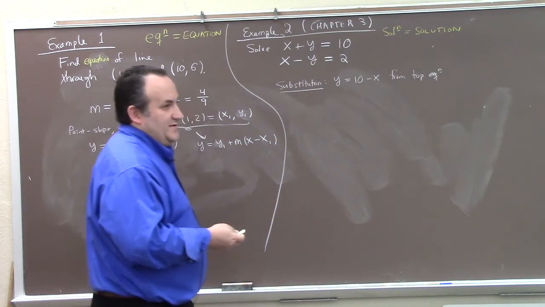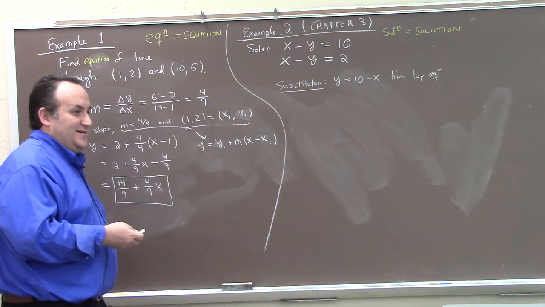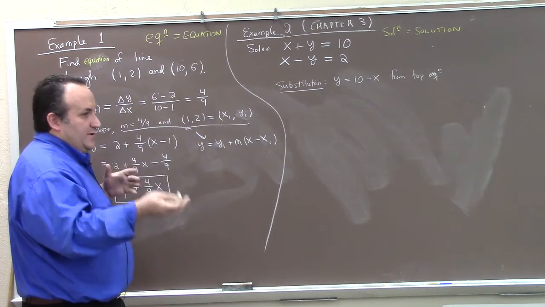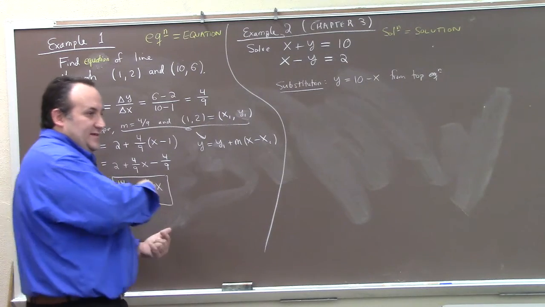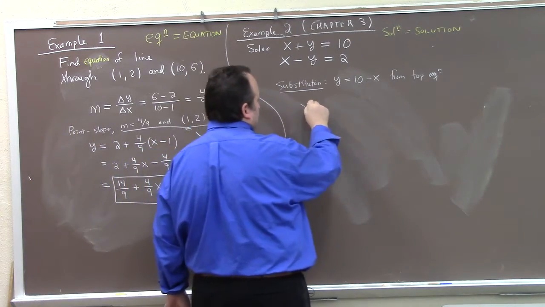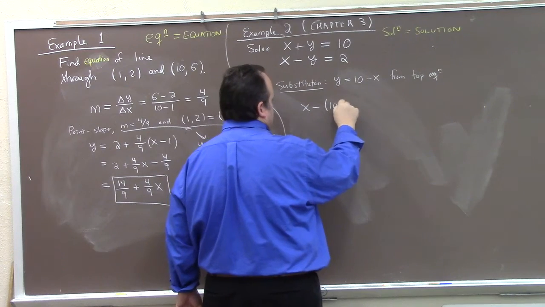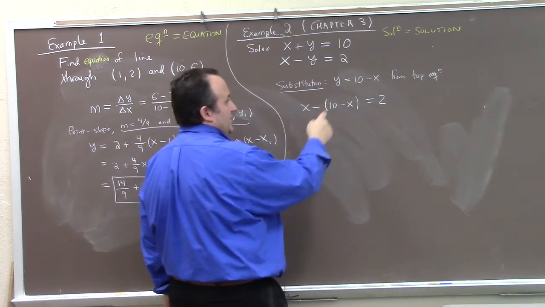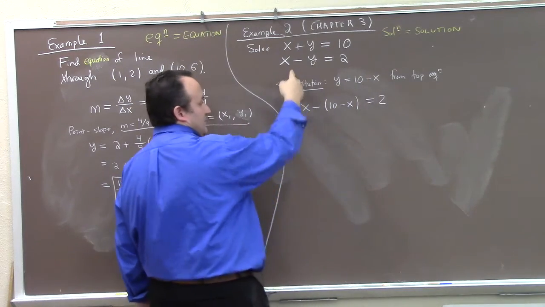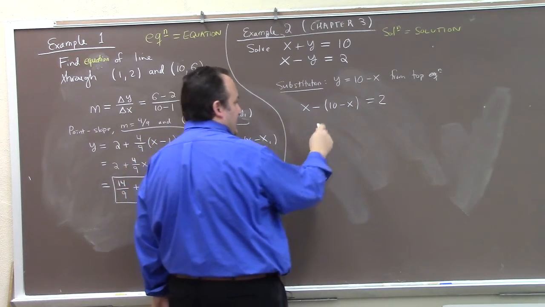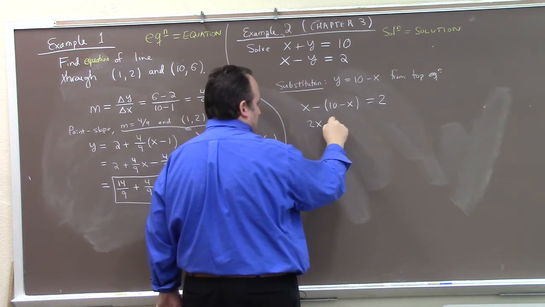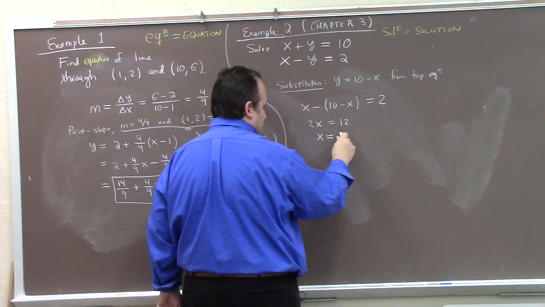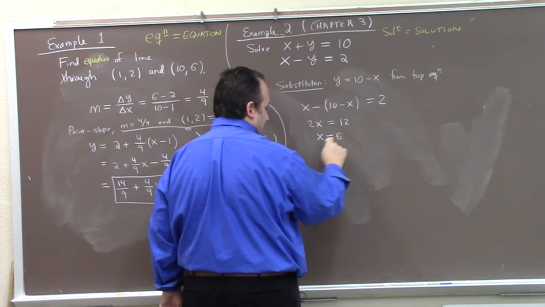Honestly, I don't much care which one you call which, as long as you can do it. But this is substitution. So we solve one of the equations for y, and then plug it into the other, right? So we get x minus 10 minus x equals 2, right? So I'm plugging the top equation into the bottom equation, and that gives us what? That gives us 2x is equal to 12. So x is equal to 12 over 2, which is 6, right?